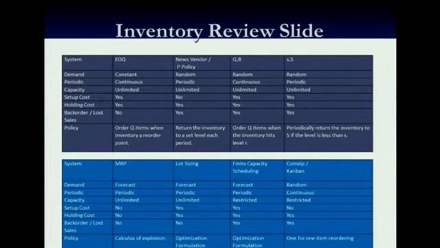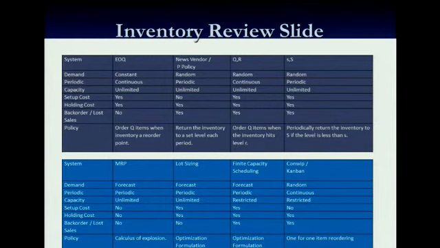And remember, we have the EOQ. Know its assumptions. EOQ is constant demand. The capacity is unlimited. You have holding and setup costs, but because you have constant demand, you have no back order cost. And the policy is to order Q items whenever you reach the reorder point. The newsvendor problem. Random demand, periodic. No setup cost, but holding and back order cost. And so it's to return the inventory to a set level after each period is the optimal policy.